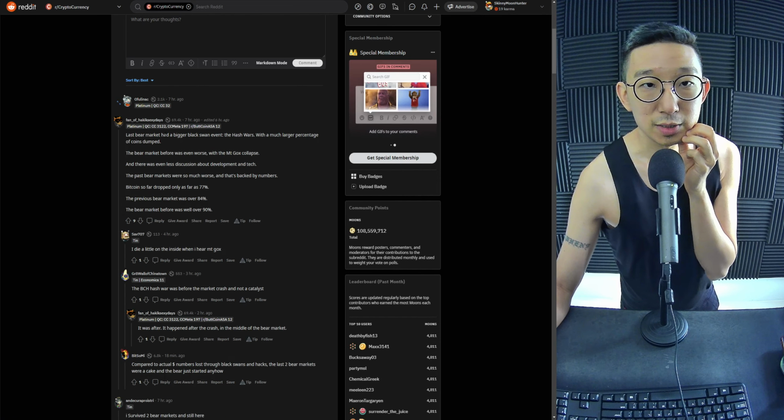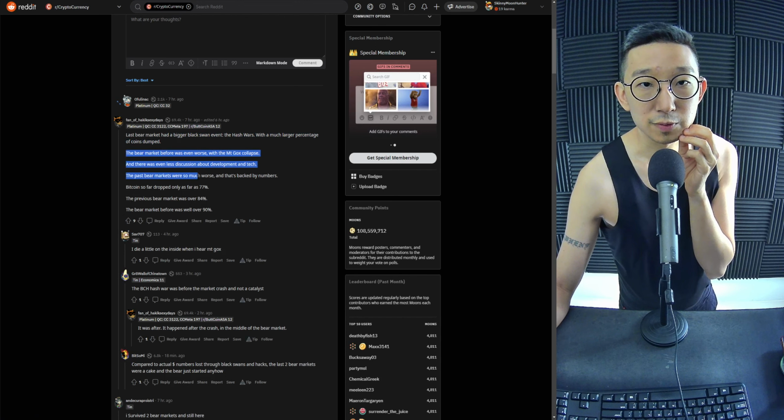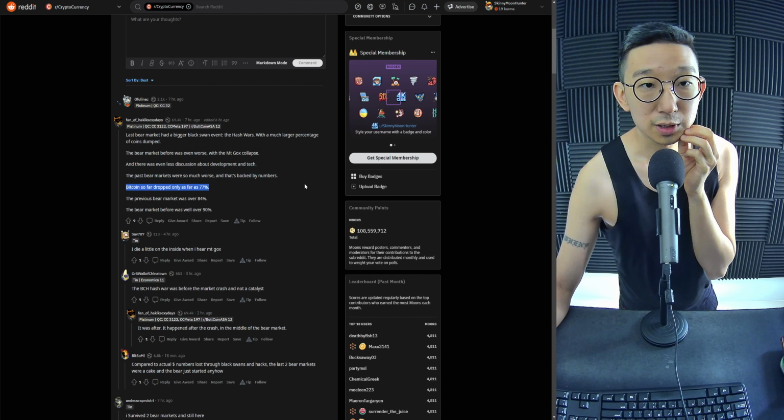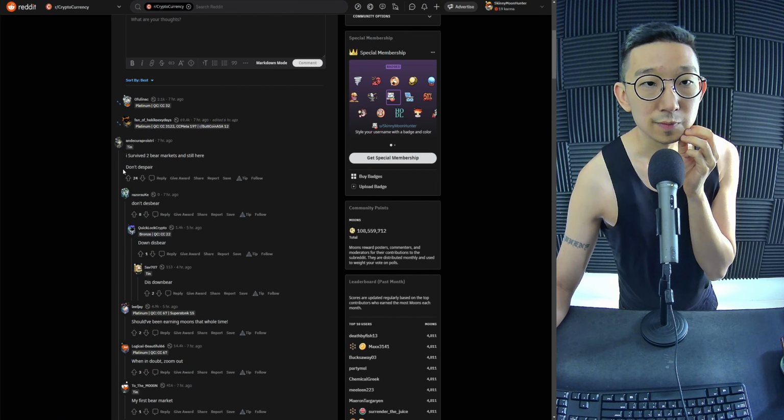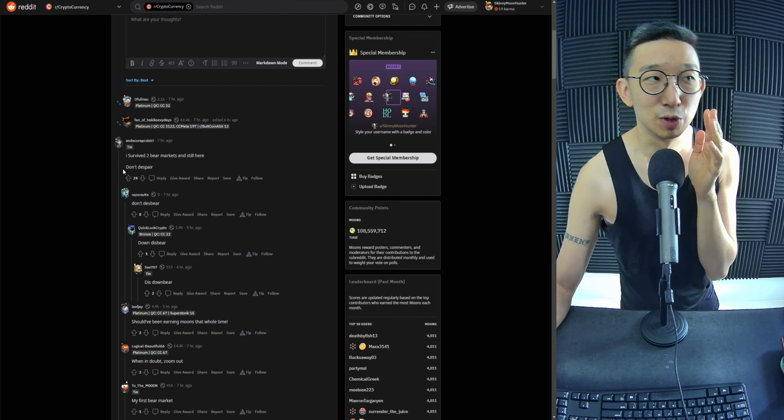Last time the market had a bigger Black Swan event. Hash Wars! Coins down, the market was even worse with the Mount Gox attack. So much worse, and backed by numbers. Bitcoin so far dropped only as far as 77, was 84. Market before was well over 90. Correct. So you can look at things from both perspectives.